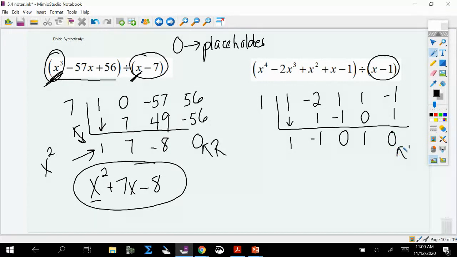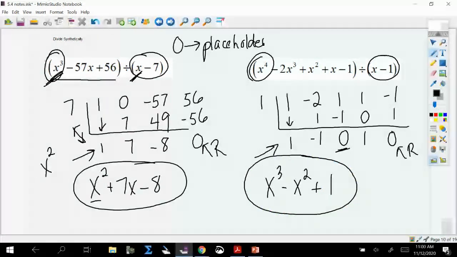That is my remainder. So starting here, since I had an x to the fourth, this first term will represent an x to the third. So you have 1x to the third. You have negative 1x squared. You don't have any x's. If you want to write 0x, you can, or you can skip right over it. You do have a 1 that's a constant. So there is my quotient. And again, it had no remainder.